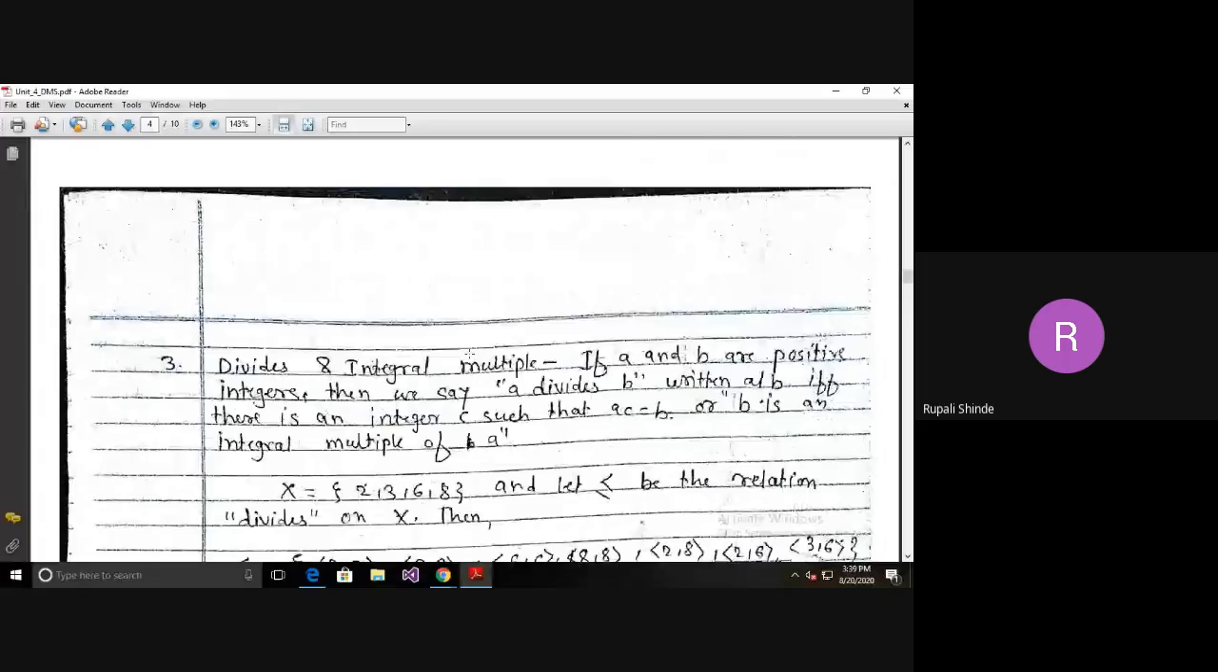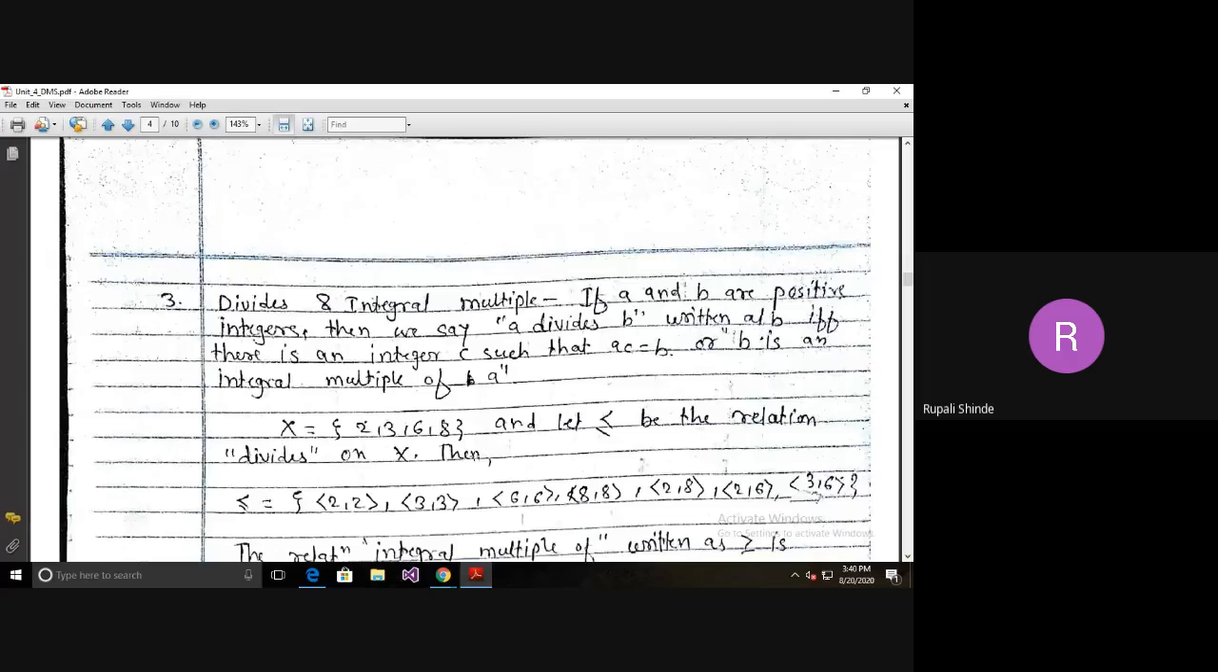Again we can consider the relation of divides and integral multiple of. So if A and B are positive integers, then we can say that A divides B, and this can be written as A divides B if and only if there is an integer C such that A into C is equal to B, or B is an integral multiple of A.